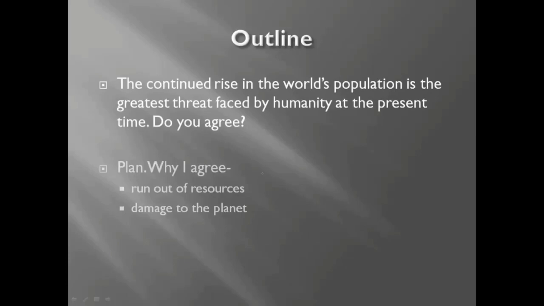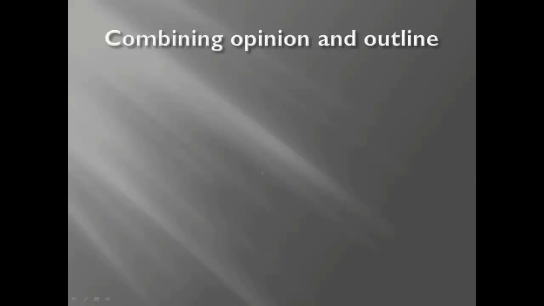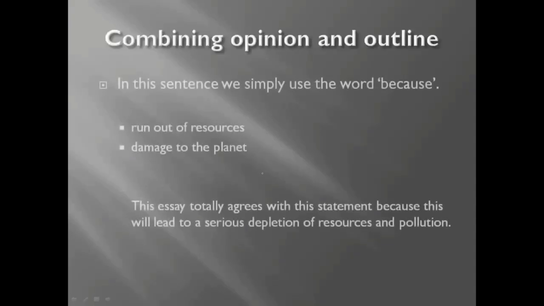So your outline, why do I agree? So just imagine that I totally agree with this statement. I agree with this statement, so my two main ideas are going to be the planet will run out of resources, so things like oil and wood and food, and if there are too many people, it will damage the planet. So I'm just going to outline those two reasons here. So if we look down at the bottom, this essay totally agrees with this statement because this will lead to a serious depletion of resources and pollution.